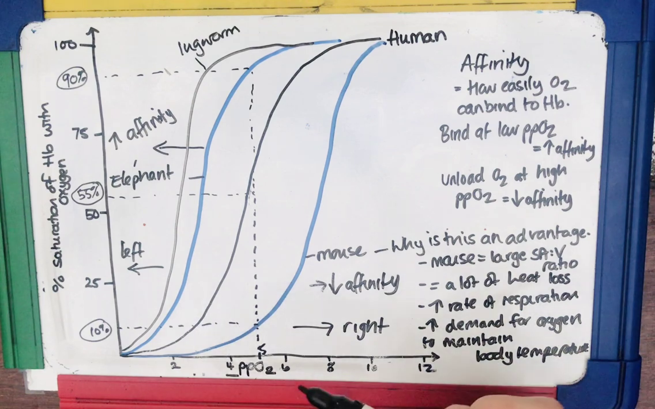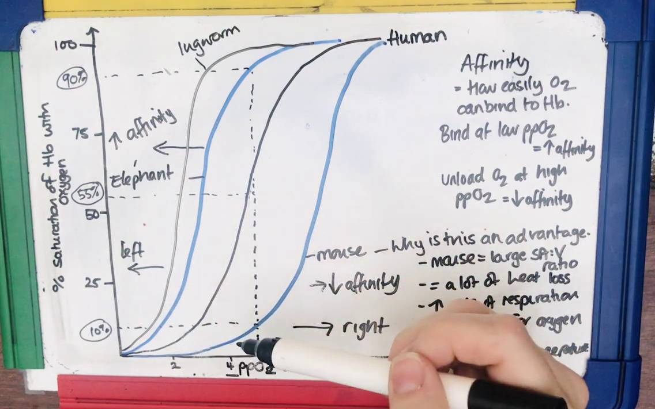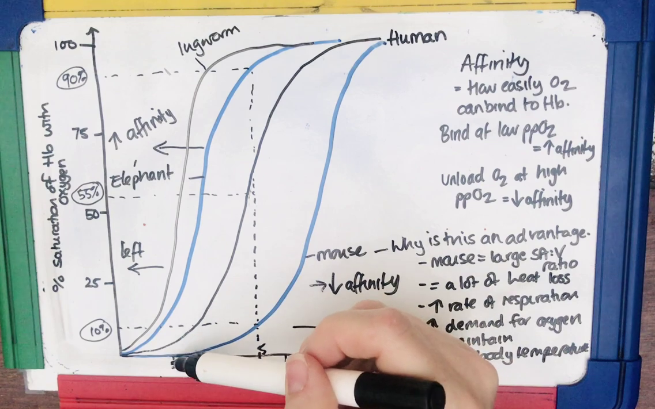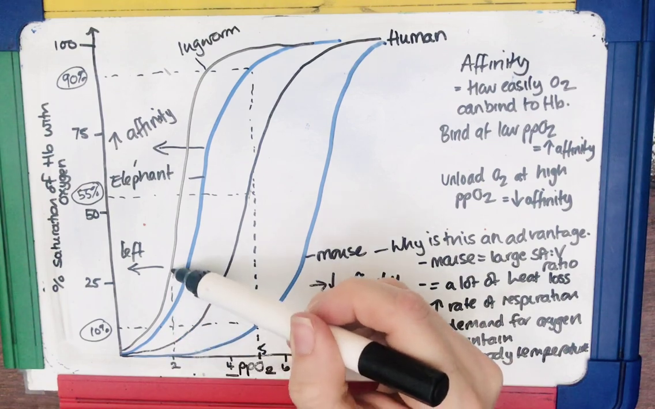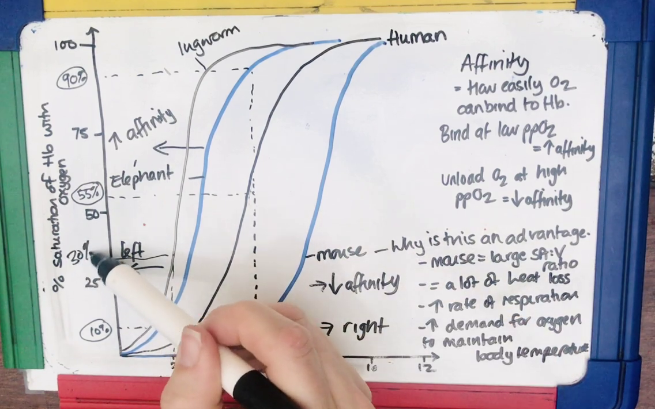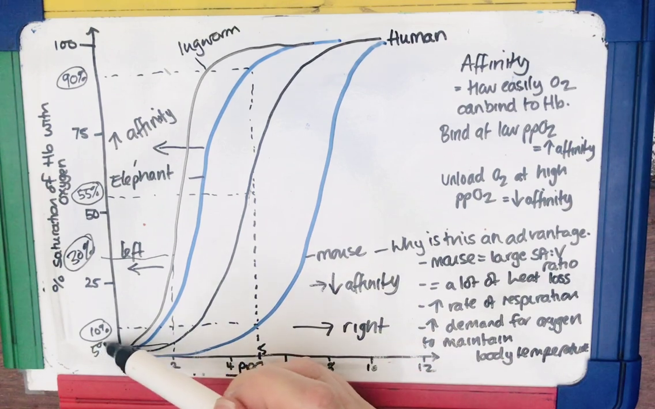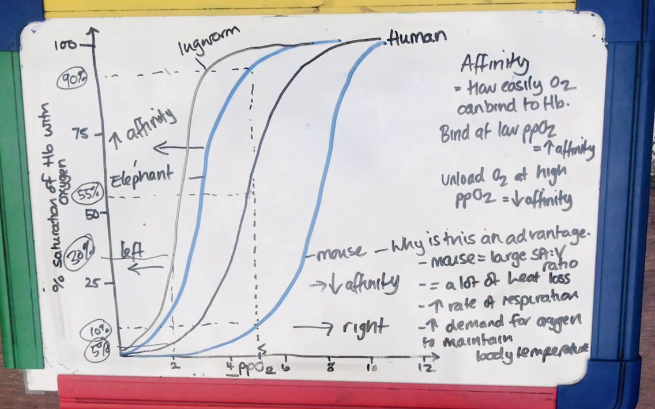So at this point, you need a haemoglobin that's still going to be saturated, that will still bind at low partial pressures. So here at 2 partial pressures, it's already 30% saturated, whereas the humans is only 5% saturated. So we can go the other way.